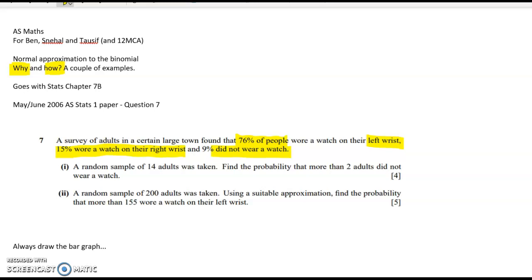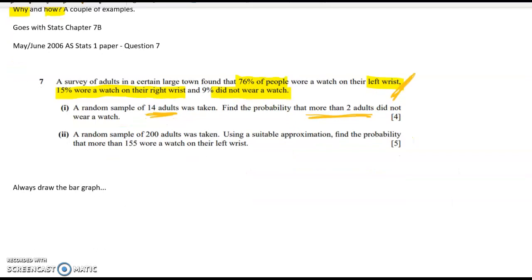So the first question is one where we're told that a random sample of 14 adults was taken, and we had to find the probability that more than 2 adults did not wear a watch. So hopefully you can see that with a tiny bit of work, we can turn this into a very simple binomial question. For a binomial, we need to have 2 outcomes. So in here it's, did they wear a watch or did they not wear a watch? The number of people is 14, so that's my fixed number of trials. And the probability that they don't wear a watch is 0.09. So on any one trial, this is the probability that they don't wear a watch.